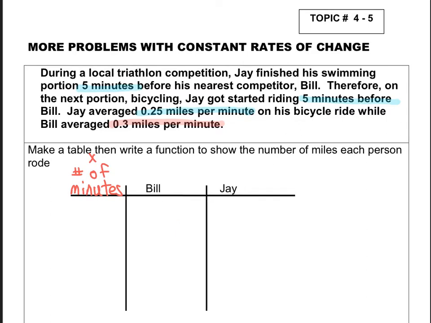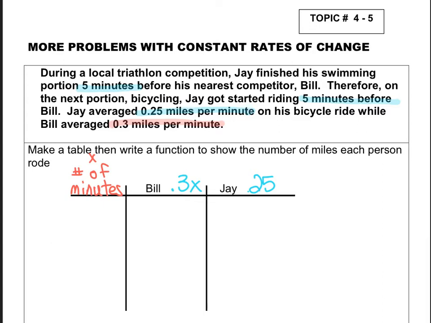So let's go ahead and think about what our expressions would look like. So let's start with Bill because his is the easiest. He doesn't have any head start. He just rides 0.3 miles per minute. So his expression would be 0.3x. Now, we know that Jay rides 0.25 miles per minute, but he also has a head start of 5 minutes. So we need to include that in our answer.